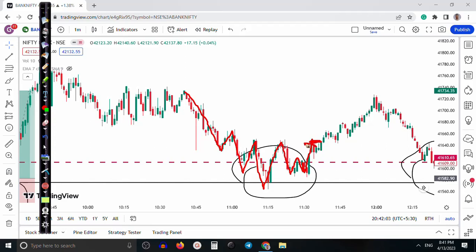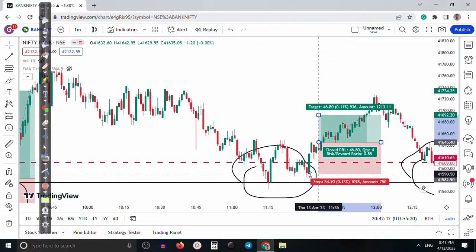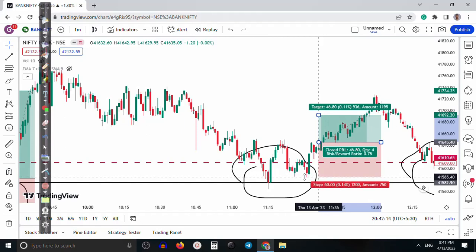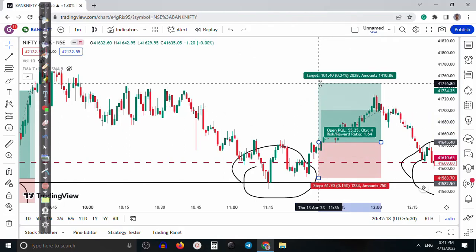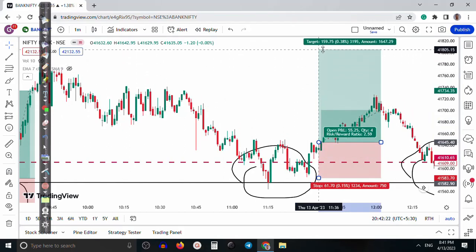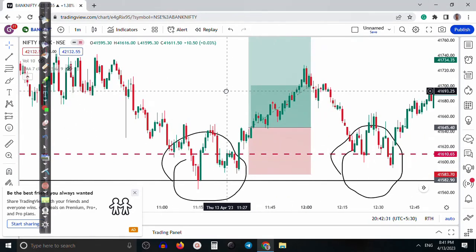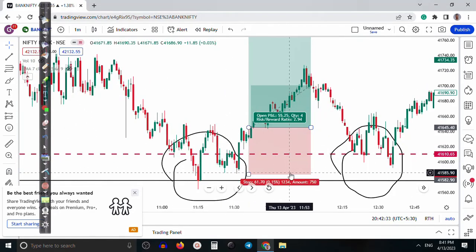So I enter somewhere here. Let me show you in this area, but it took too much time. So my target was below this one. That was a 60 rupees SL, and my target was 1:3 somewhere there. Okay, near here. So here you can see, and my SL was here.